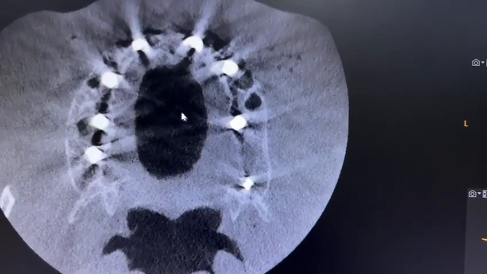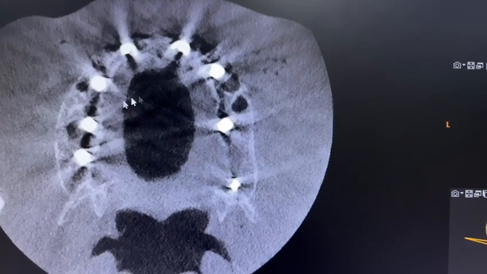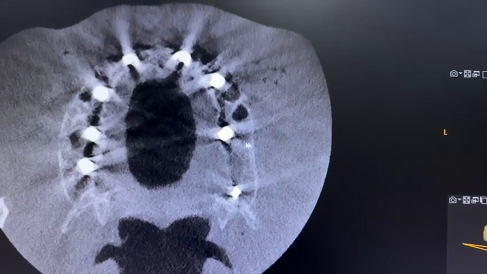So this is how there is proper distribution of implants, proper spacing in between the implants, totally 4 on each side, 8 implants.